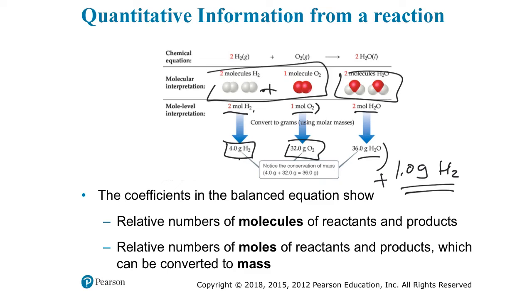So the coefficients in the reaction relate the relative molecules of reactants and products, and those are also relating the relative number of moles of reactants and products. So 2 molecules of H2 combine with a molecule of O2 to make 2 molecules of water. We could also say that if you had 2 moles of H2, they would react with 1 mole of O2 to make 2 moles of water. That is to say, 2 times Avogadro's number of H2 molecules react with 1 times Avogadro's number of molecules of O2, and you get 2 times Avogadro's number of molecules of water.